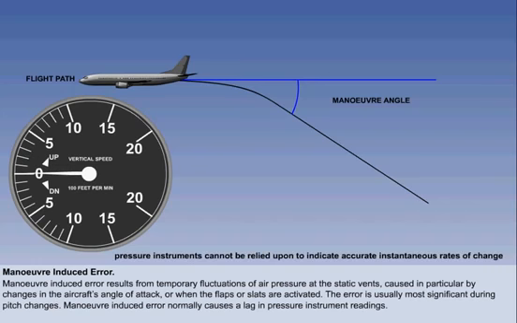The lag in pressure instrument readings can persist for some time after the event, and therefore pressure instruments cannot be relied upon to indicate accurate instantaneous rates of change. The higher the altitude of the aircraft, the longer the error will be likely to last.